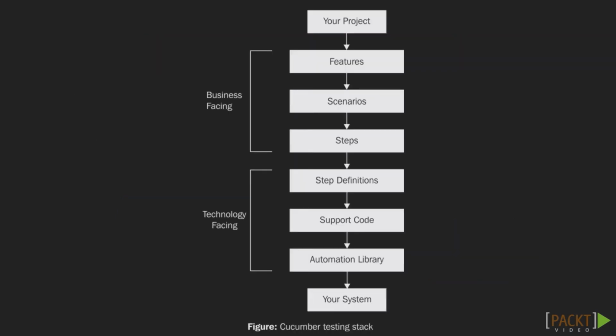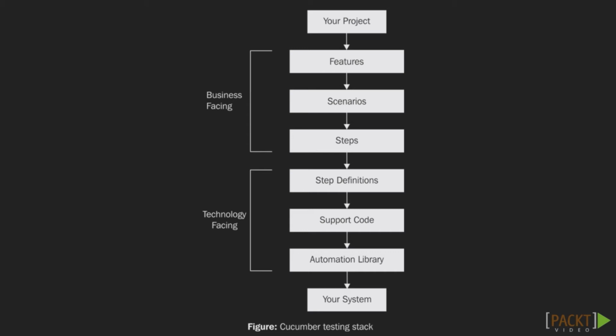Business-facing, executable specifications, as we can see here, is a way to simplify the communication between the domain experts who know what should be done and the developers who know how to implement it. Cucumber is one tool. There are others out there that solve the problem in a similar way. The figure of Cucumber testing stack can make you understand business-facing. I have taken the figure from the book, The Cucumber Book by Matt Wynne and Aslak Hellesøy.